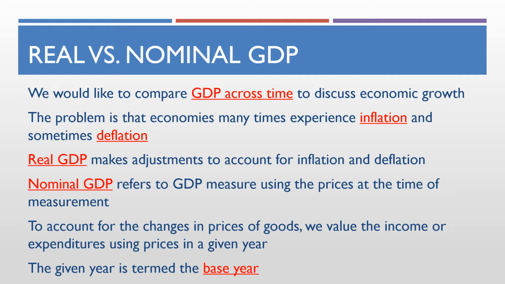Well, we know from time to time, prices will change in the economy. Inflation and deflation happen. Therefore, real GDP is basically used to calculate the overall output of the country by adjusting for those price changes. So real GDP adjusts and accounts for inflation and deflation, but nominal GDP refers to the GDP only using the prices at the time of the measurement. And we're going to see some examples.